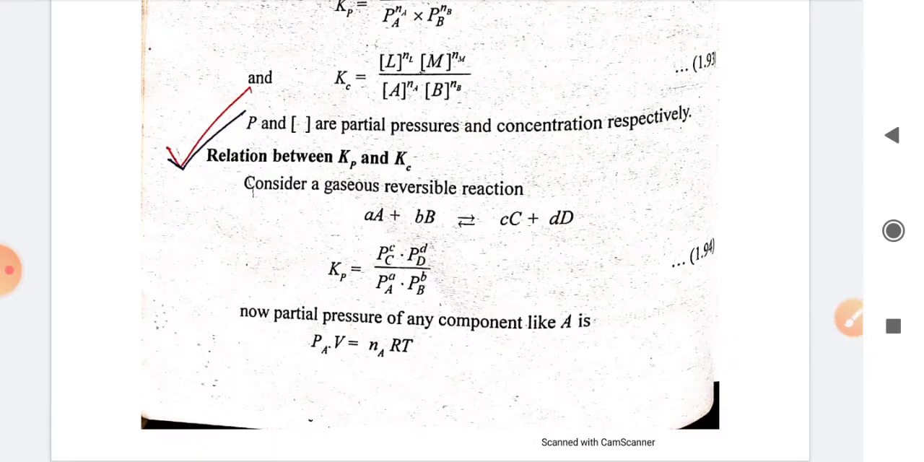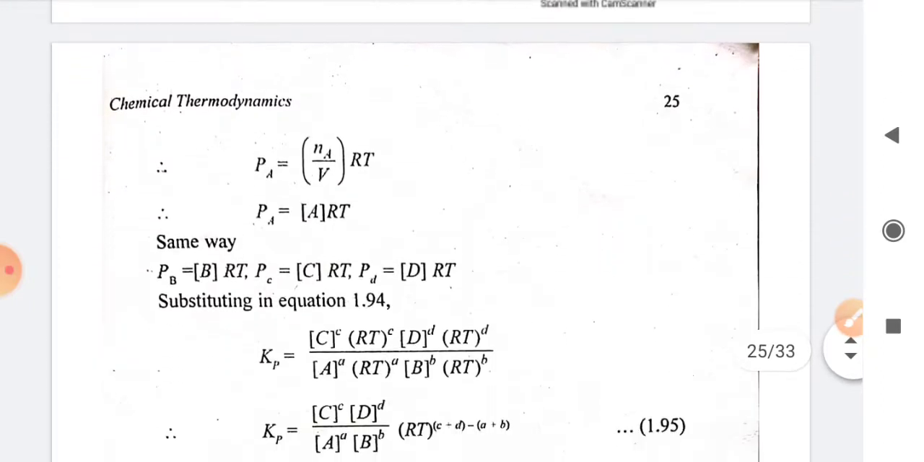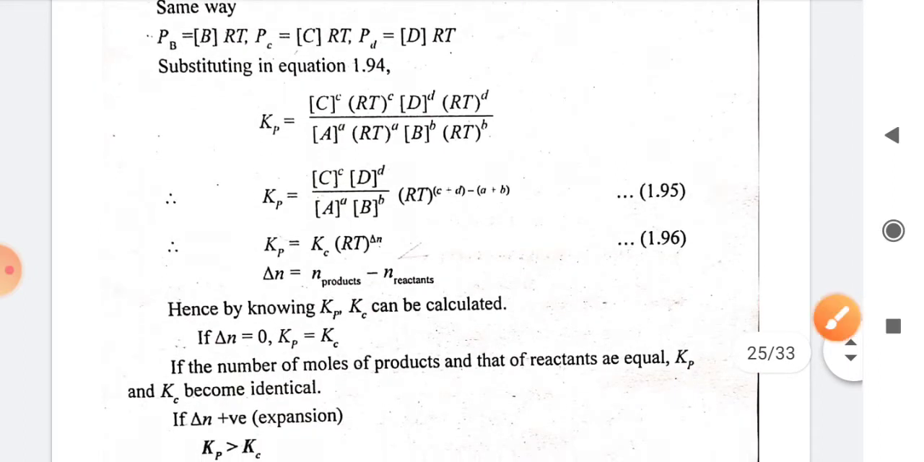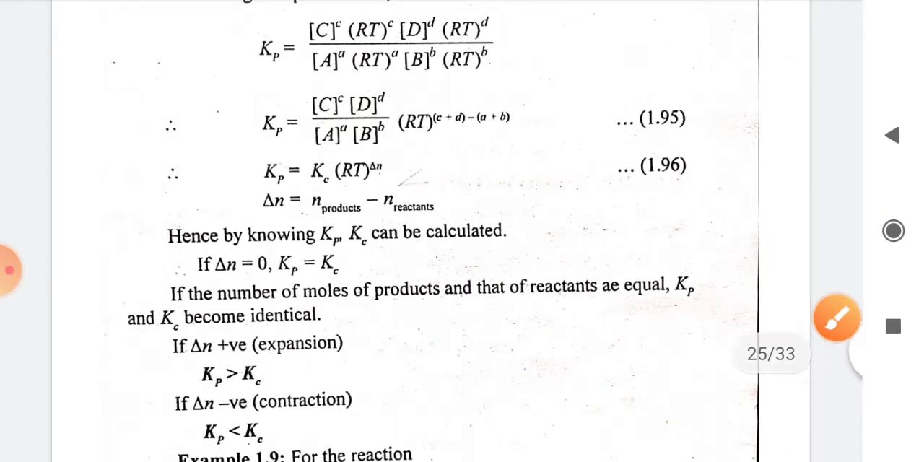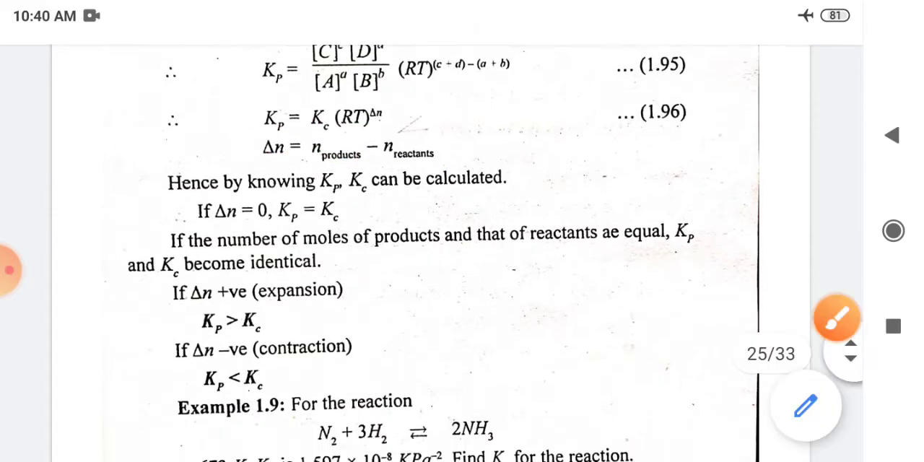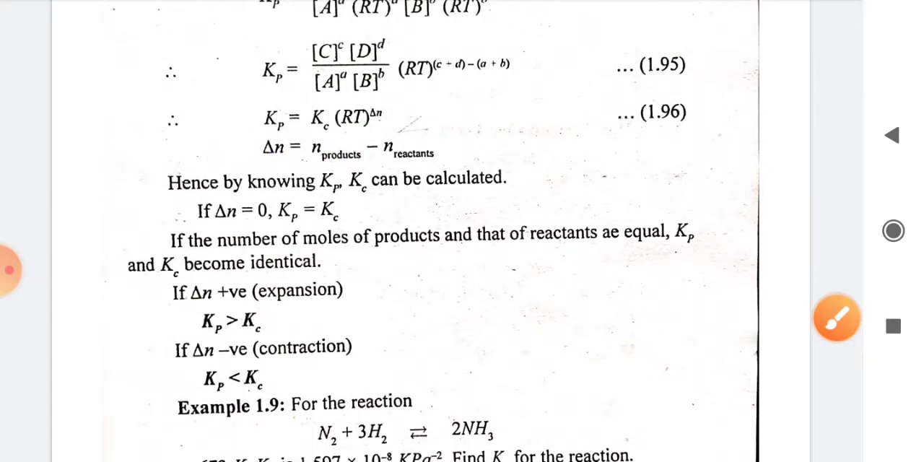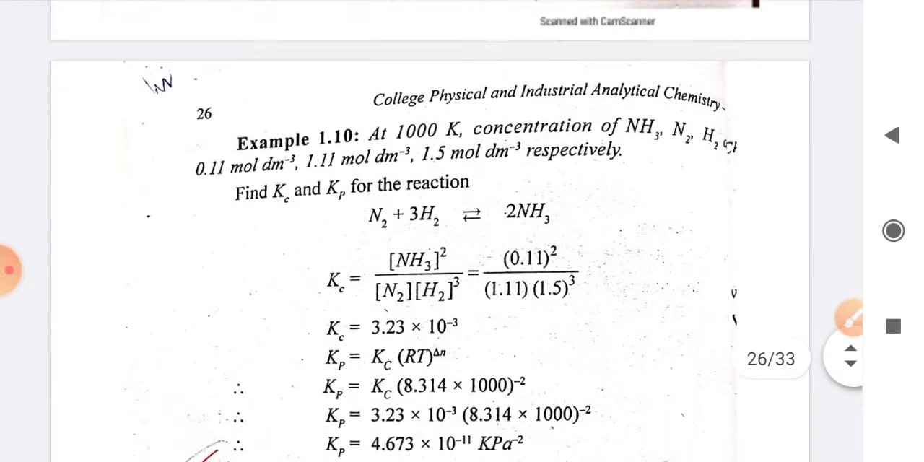Now the next important thing is the relationship between Kp and Kc. So you just go through this important relation. The final formula is quite important to us, that is Kp equals Kc into RT raised to delta n, where all the values are known to us: R is the universal gas constant, T is the temperature, and delta n is the change in number of moles for the product and reactant. Here you can see this. There are certain conditions for Kp and Kc, so you just go through this and the various numericals.